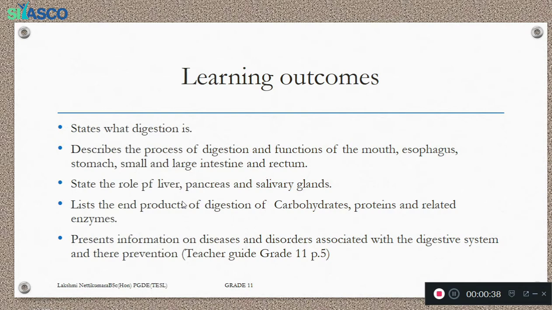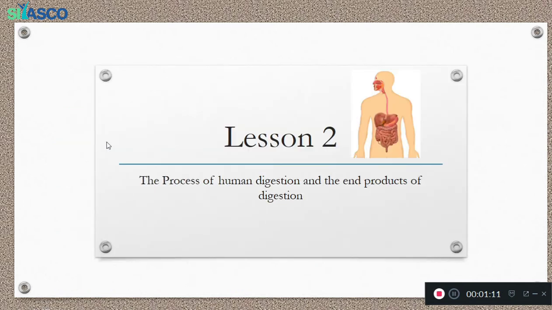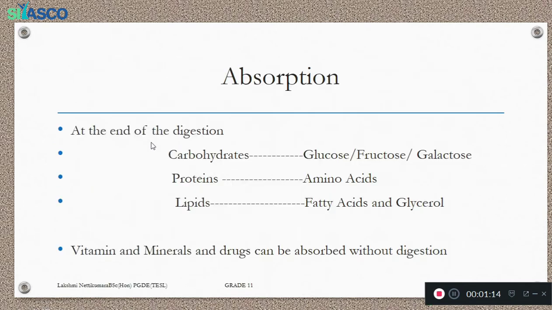Now in this second lesson, you should be able to describe the function of the large intestine and the rectum, state the role of liver, pancreas and salivary glands, and list the end products of digestion of carbohydrates, proteins and related enzymes. These are the learning outcomes that you will achieve at the end of this lesson. Now let's proceed to lesson 2.